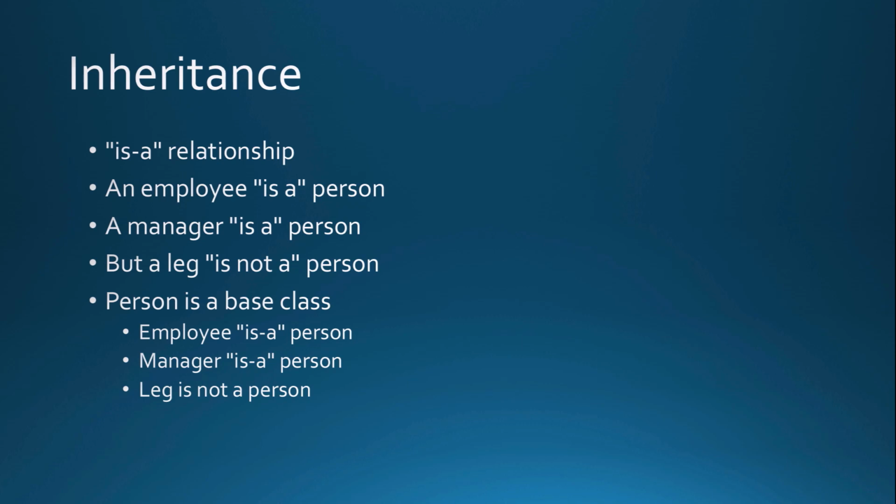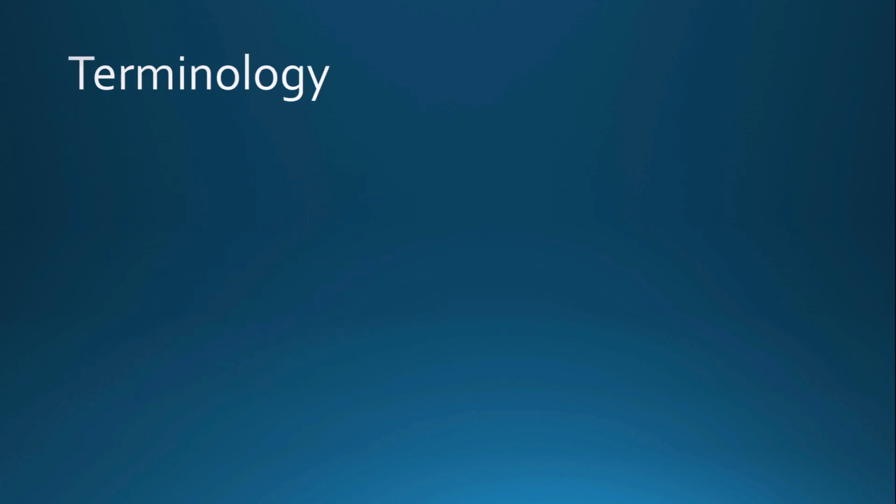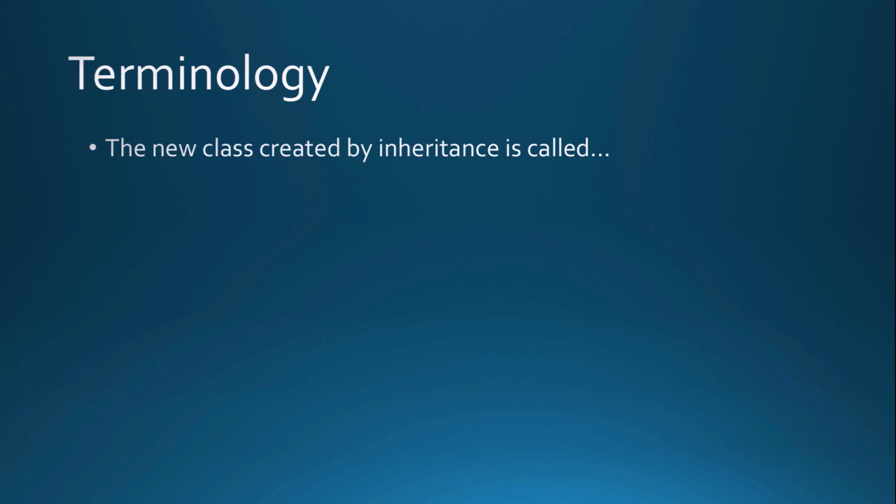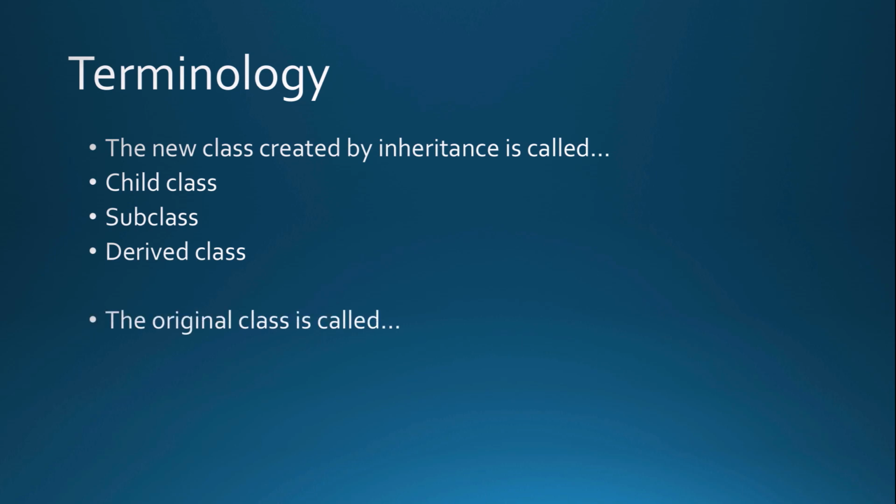So be thinking about that real world entity that you're modeling and decide whether it has that is-a relationship. Now, the terminology that we use within inheritance is that the new class that's created by inheritance is called a child class or a subclass or a derived class. You'll hear it all sorts of different ways. And the original class itself can be called the parent class, the superclass, or the base class. You will hear all of these different terms when you're working with inheritance.